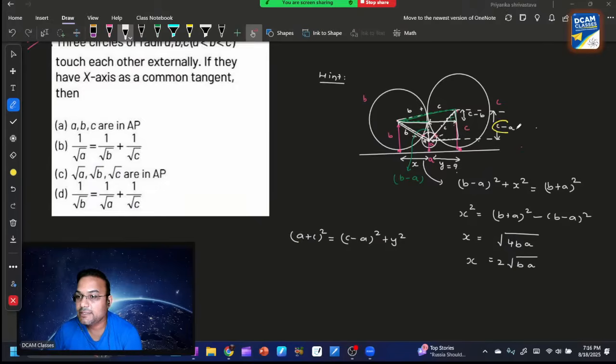This length is C minus A. This whole length is C. This is A. So C minus A it will be. This one.